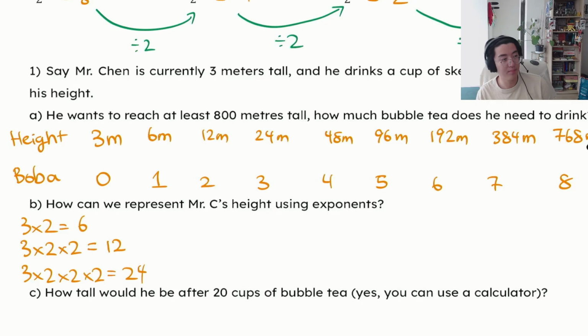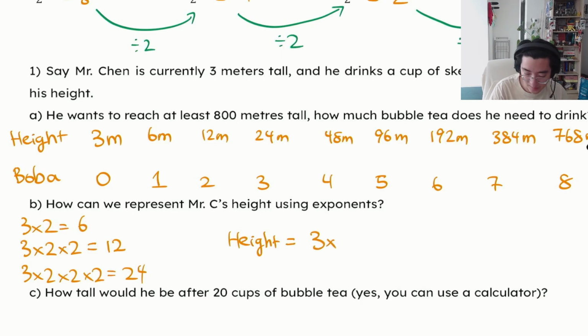So every time we drink the bubble tea, we double. So we multiply by 2 each time. And you can probably see a pattern already here. The 3 does not change, because that's where we start. But every time we drink bubble tea, we double. We put a 2 on top of the multiplication. We multiply by 2. So our height can be represented by 3 times 2 to the power of n. And the n is the cups of bubble tea I drink.